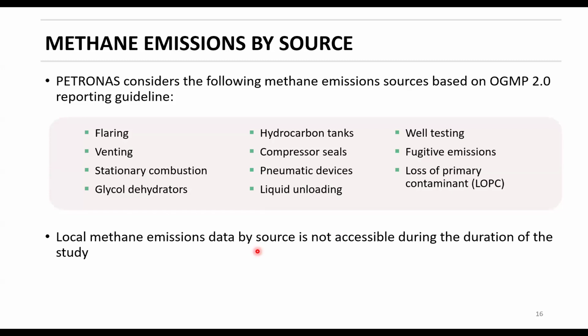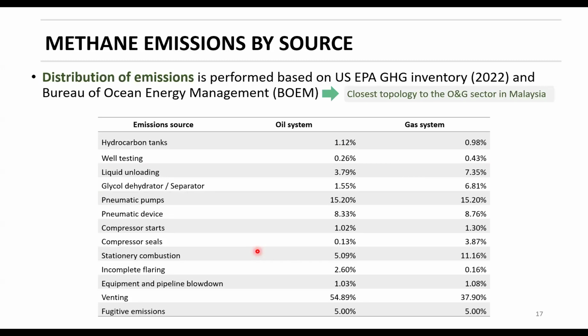So in the meantime, we've tried to find other ways around to get that data, and see how we can go about estimating that information. And so what we did was we made our estimations or distribution of emissions based on the US EPA, but we also looked at the Bureau of Ocean Energy Management, because the distribution in BOEM, what we found, has the closest topology in terms of the oil and gas sector to Malaysia. So they had their analysis for a different region, but at least the topology was a little bit similar. I wouldn't say identical, but at least the closest for us to make those estimations. And this allowed us to distribute that even further to the emission sources as well. So you can see those percentages over here.